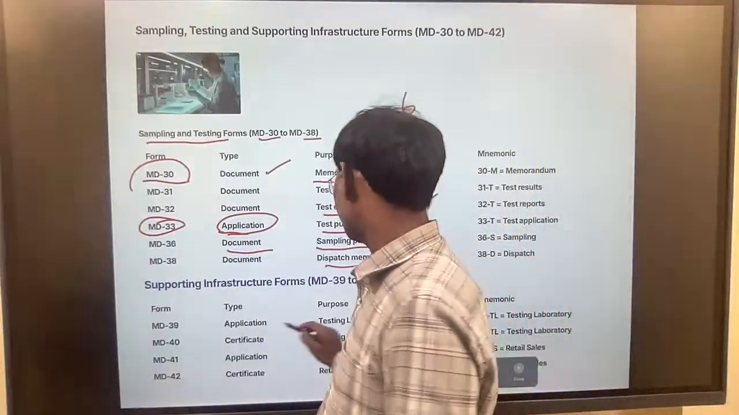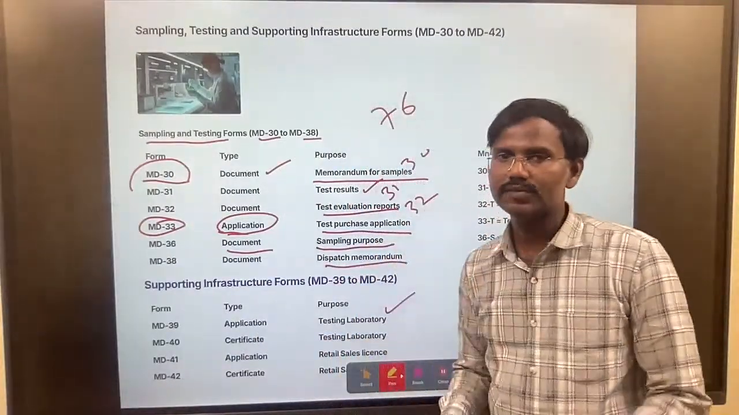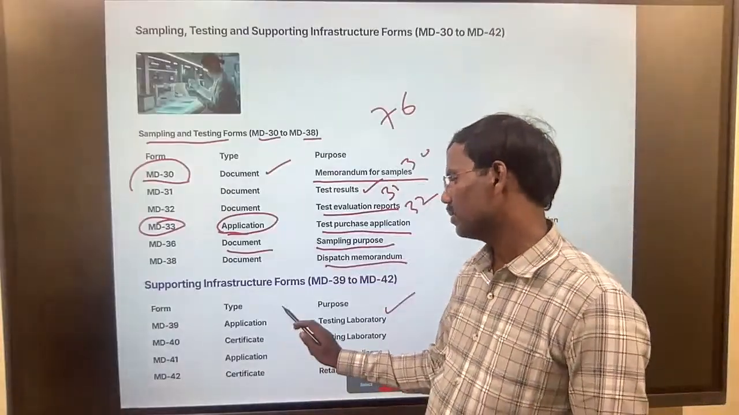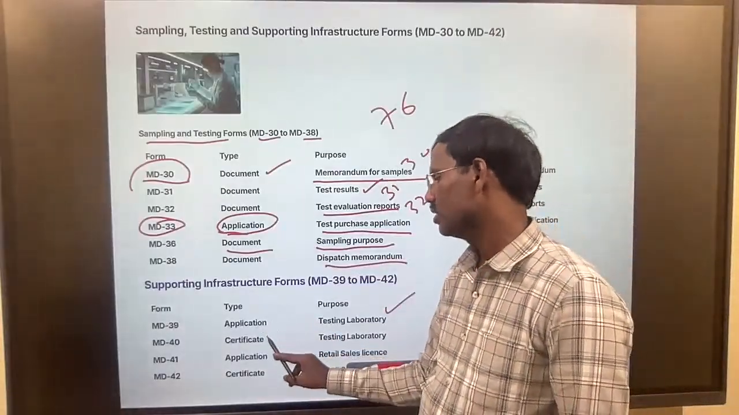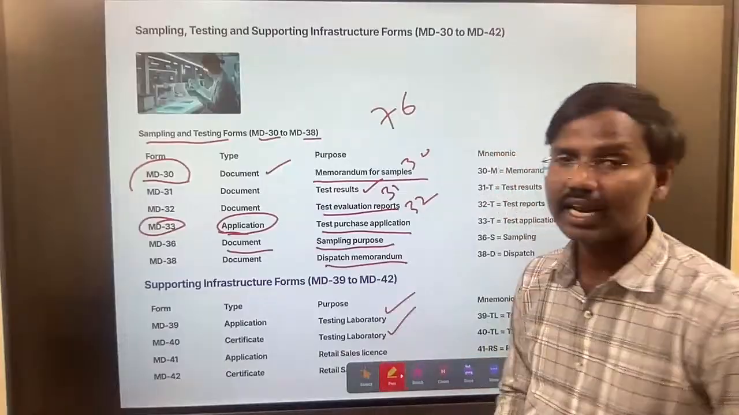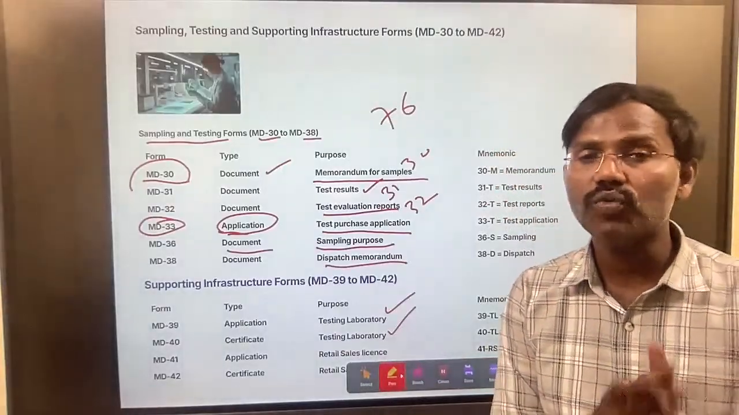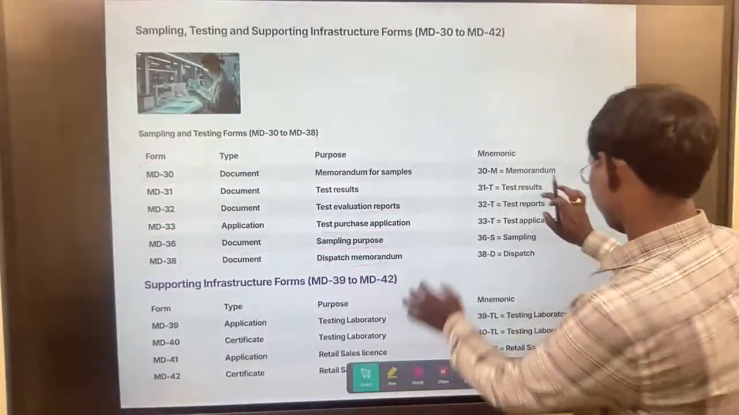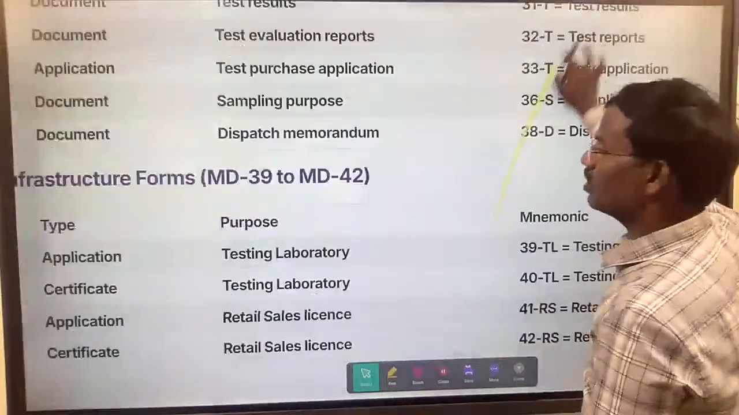So 39 is the application for testing laboratory. If someone wants to start a testing laboratory, the application should be made in form 39, and then they will get the license in 40. And what about 41 and 42? It is the retail sale of medical device. 41.